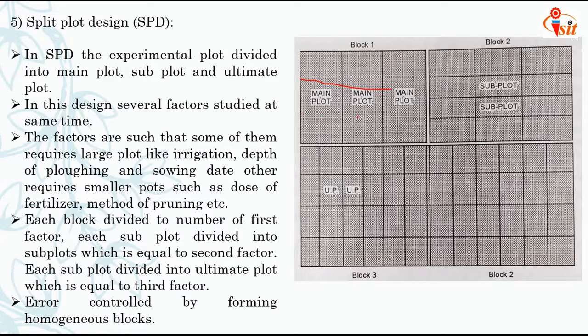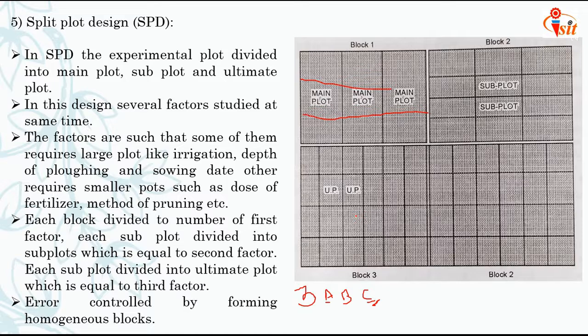Then the main plot is divided, and the plot which results is called a subplot. Again, when we divide this subplot, it gets converted into the ultimate plot. So if there are three factors, A factor, B factor, and C factor, and A factor requires more area, then it is allocated to the main plot first. Then the main plot is again divided, and the B factor is allocated to this plot. At the last, the factor requiring less area, the C factor, is allocated by dividing this subplot, which is called the ultimate plot.